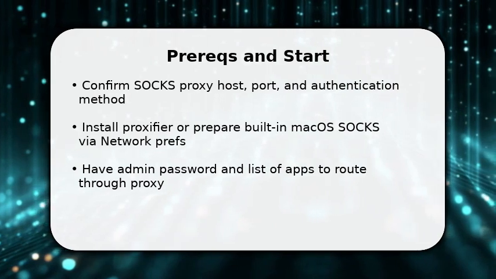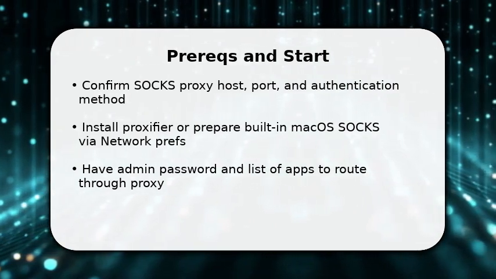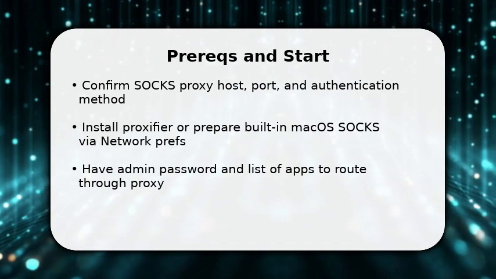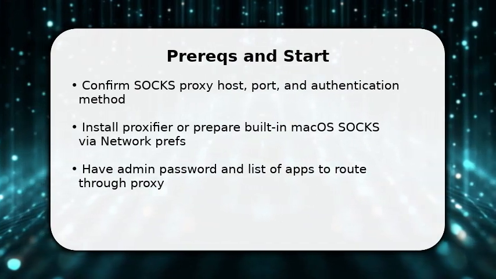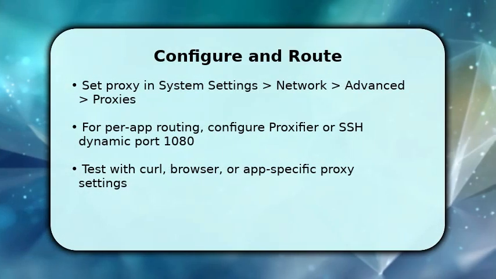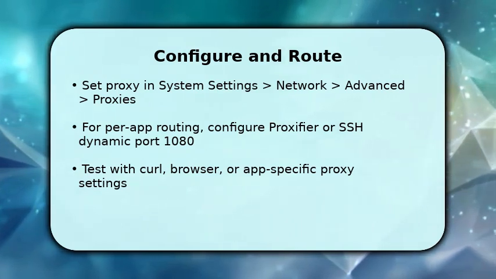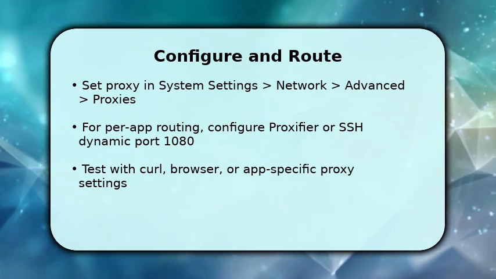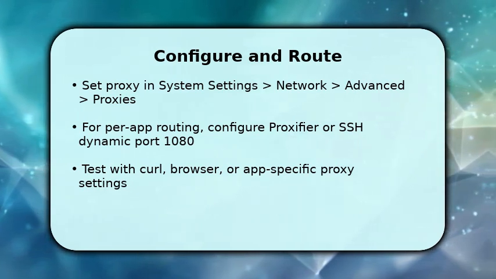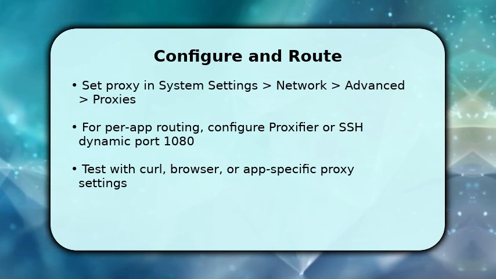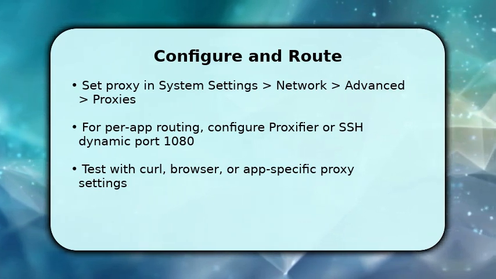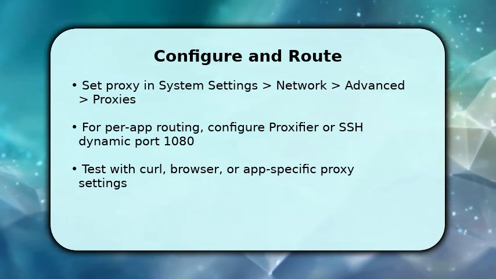Gather credentials and choose whether to use per app routing or system-wide proxying. Next, open network settings and select your active interface, then advanced and proxies. Enable Socks Proxy, enter host and port, and provide credentials when prompted. If you need per app routing, configure Proxifier rules or create an SSH dynamic tunnel. ssh -D 1080 user@remote.